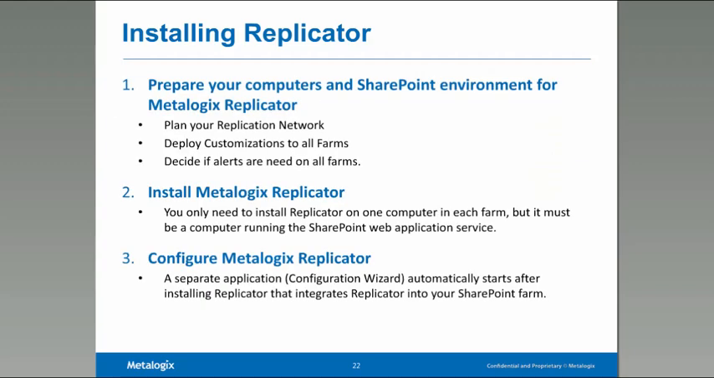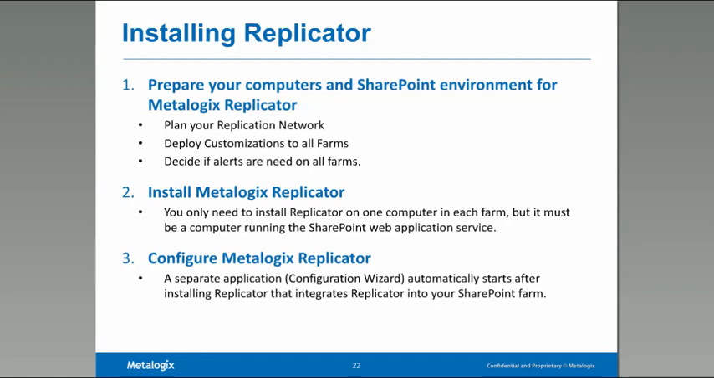All right. So whenever you're installing Replicator, you want to prepare your computers and your SharePoint environment for Replicator. You want to know what your Replicator network's going to look like, so you want to know all the farms that are involved. You want to make sure all your customizations that you've tested out are deployed to all your farms. You need to decide ahead of time if alerts are needed on all the farms for lists. A lot of lists you can alert enable. By default, we don't replicate those alerts because most people don't want 5 or 6 alerts for the same item as we go. So you need to decide how that's going to work.